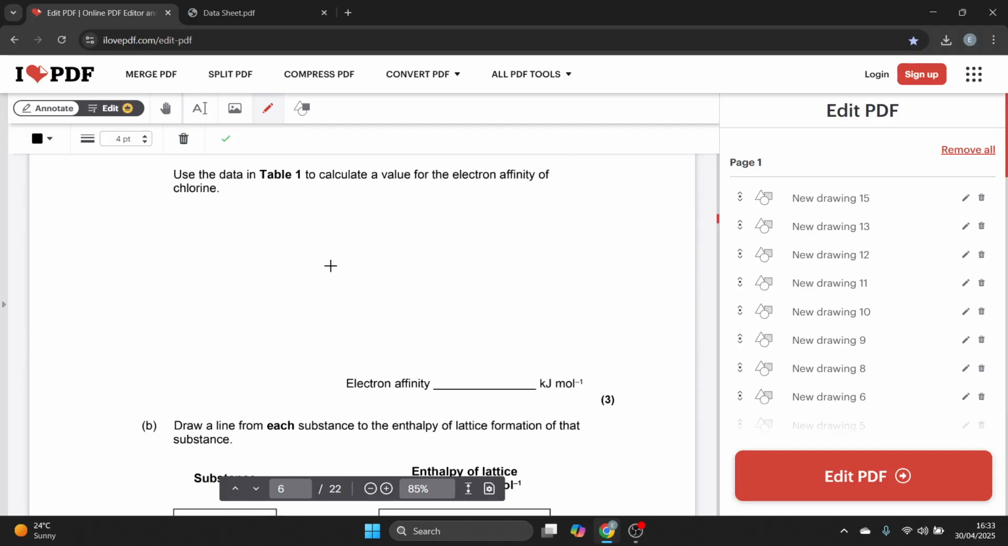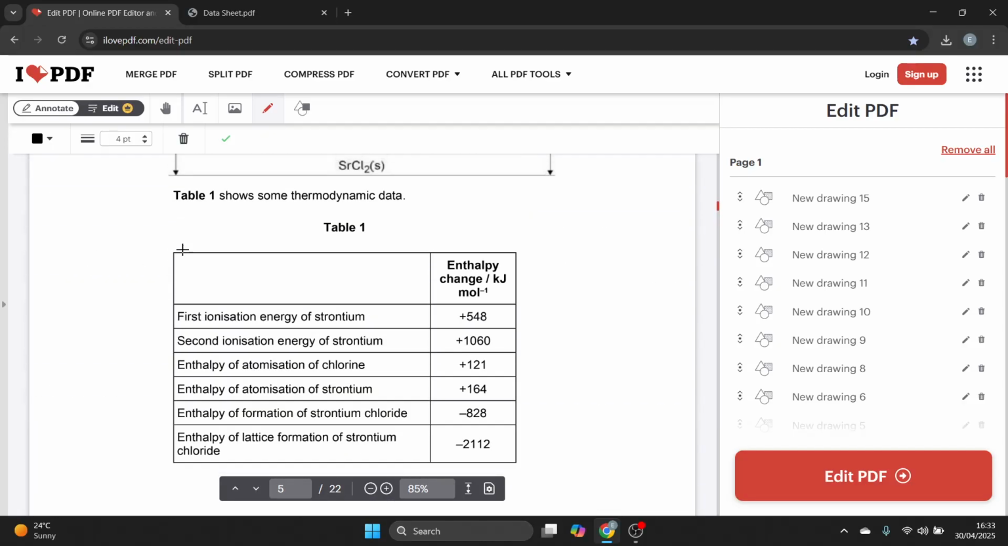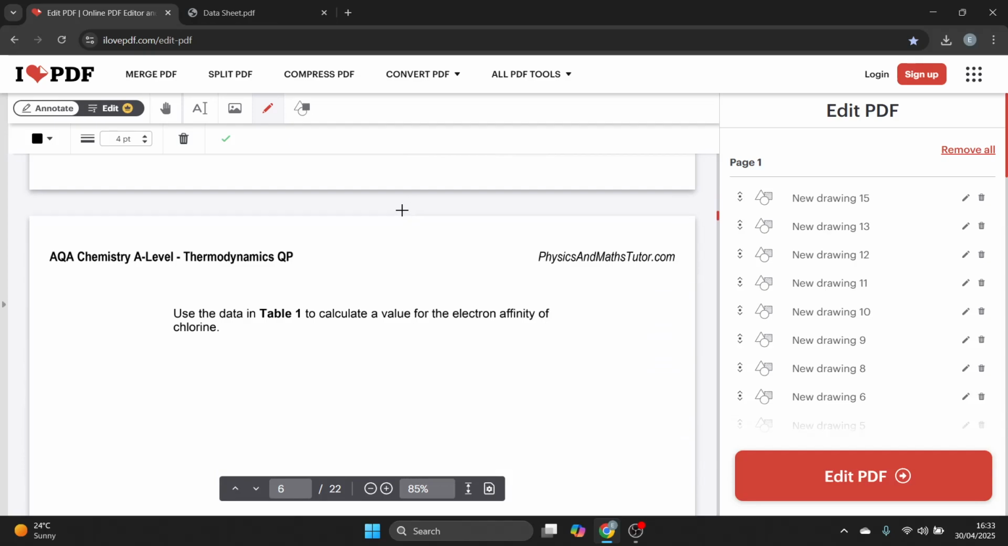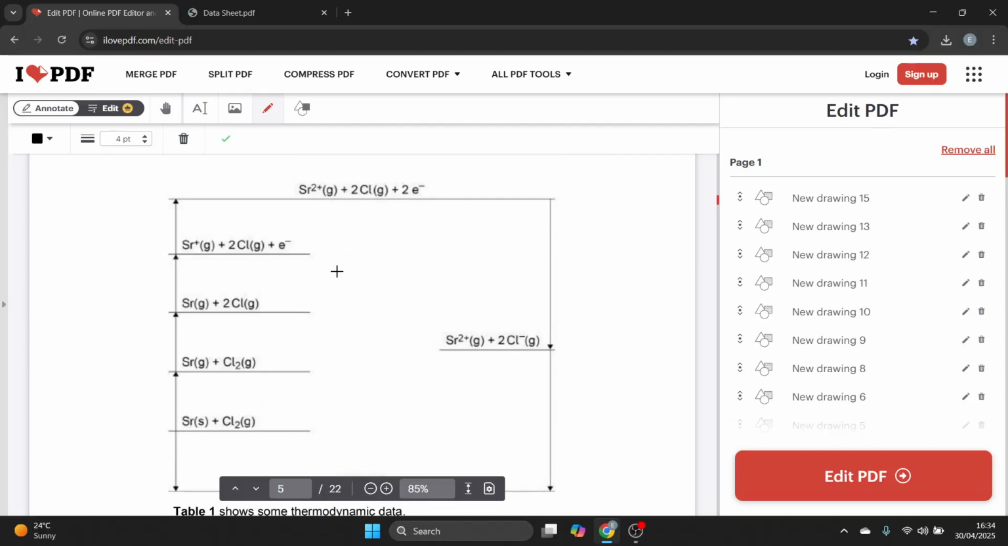It doesn't want me to fill in the gaps, which it usually does. It just wants me to calculate the value for the electron affinity of chlorine. Okay, so what is the electron affinity of chlorine? Well, it's going to be this part, which I'm going to label as X.